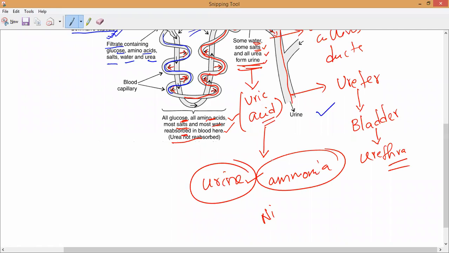They will ask you one more question, or else they will give you even an MCQ. Among the options given below, which of the following is the waste product of urine? So by then you have to remember water, urea, and some amount of salts. That's all. Very good, all of you.